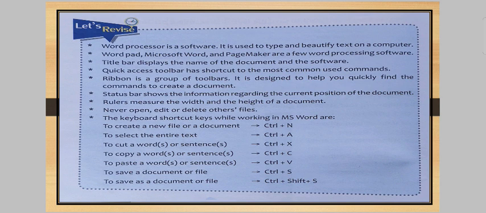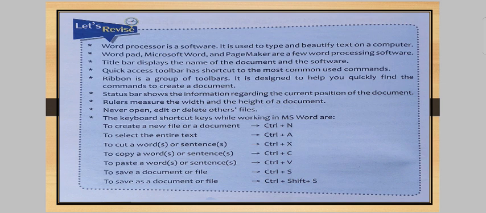Next is the title bar. The title bar displays the name of the document and the software. Next, the quick access toolbar has the shortcut to the most commonly used commands. We all know that the ribbon is a group of toolbars. It is designed to help you quickly find the commands to create documents. Next is the status bar, which shows information regarding the current position in the document, and rulers measure the width and the height of a document. Never open, delete or edit others' files. I have already discussed these things.